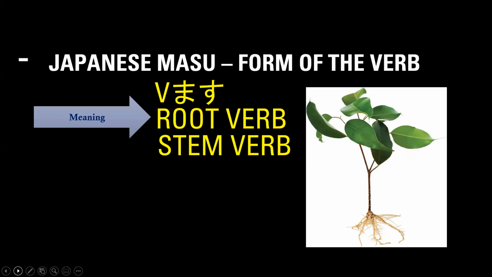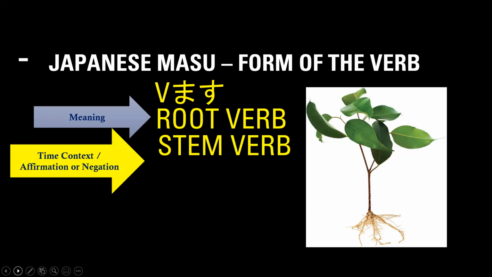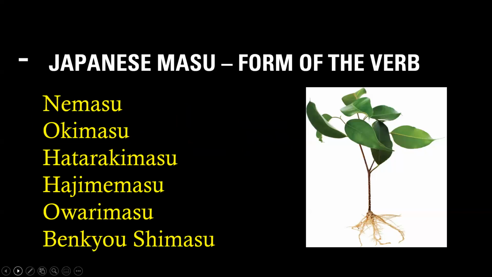Okay, so the root contains the verb meaning while the stem contains the time context, whether it's non-past or past, or affirmative or negative, meaning to say you are agreeing with or expressing the verb, or basically expressing the negative or the do not form of the verb. Okay, so ganun siya. Now to clarify this and also to put it in context further, I have some sample verbs in your vocabulary which are very useful for this lesson.